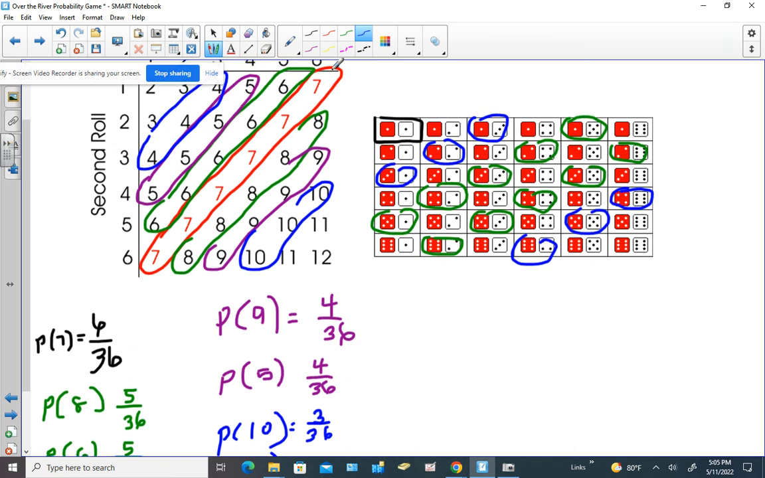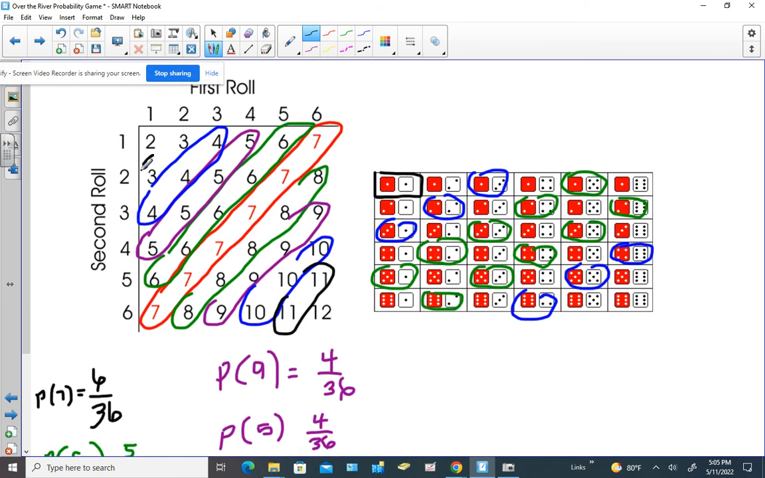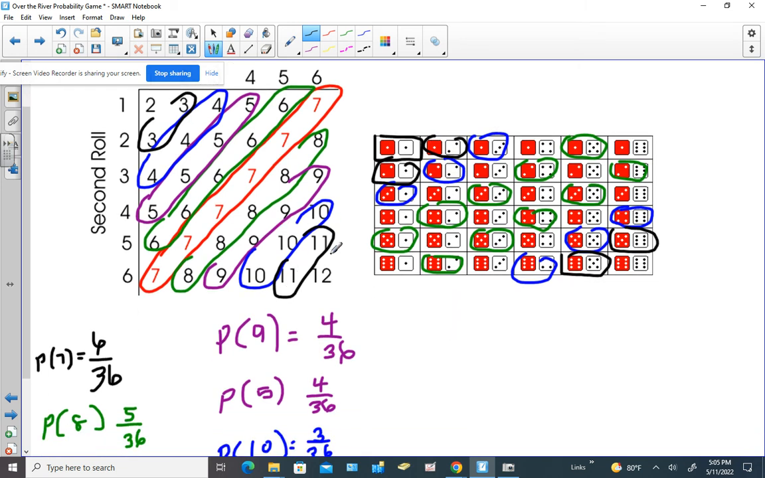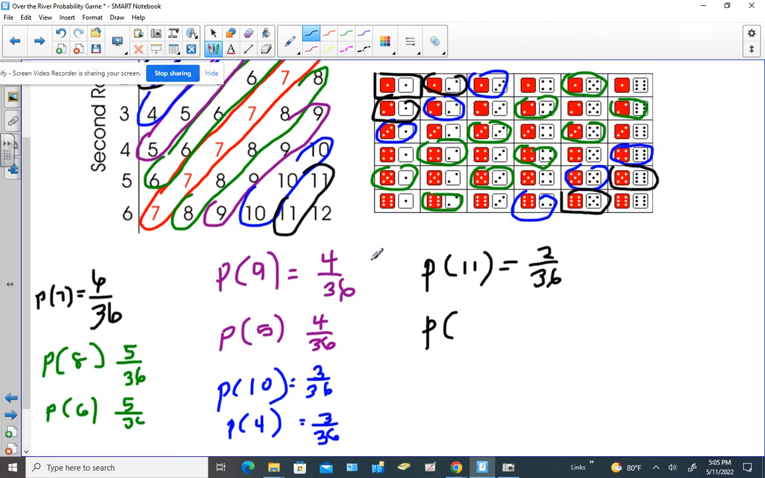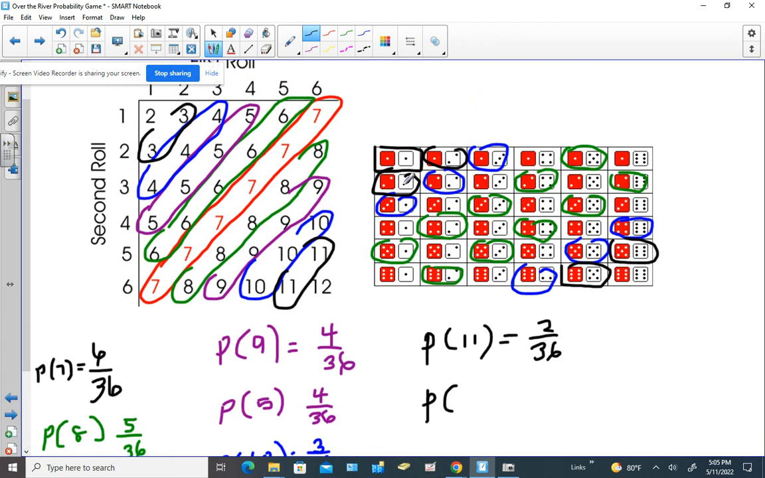All right, the next on here would be rolling an 11 or a 3. If we look at ways to roll an 11, we can roll an 11 that way or this way. And rolling a 3, we can roll it this way or this way. So that's 2 out of 36. Probability of 11 equals 2 out of 36 unsimplified, and the probability of rolling a 3 is also 2 out of 36.